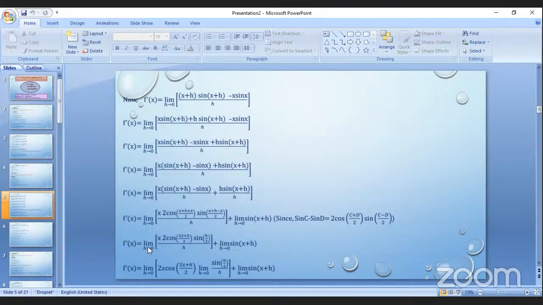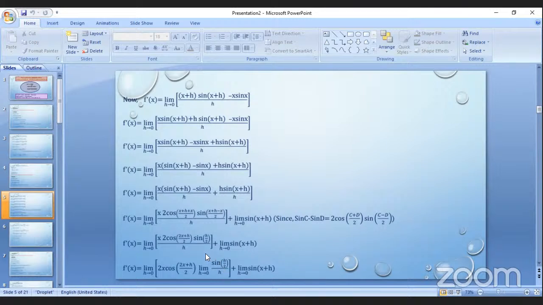f'(x) = limit h tends to 0 of x into 2 cos((2x+h)/2) into sin((x+h−x)/2) = sin(h/2), whole by h, plus limit h tends to 0 of sin(x+h). So f'(x) = limit h tends to 0 of 2x cos((2x+h)/2) into sin(h/2) by h.